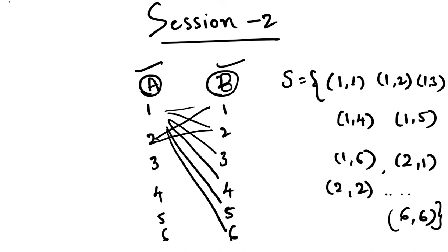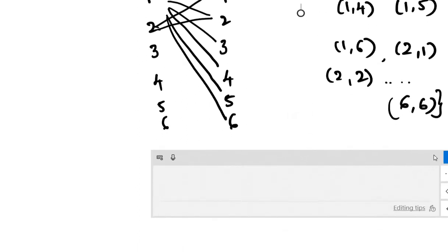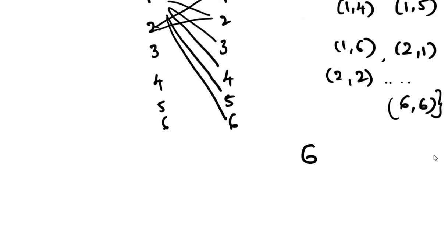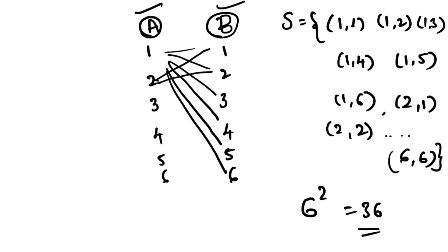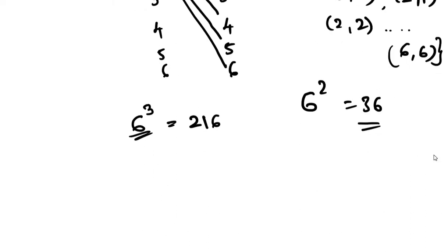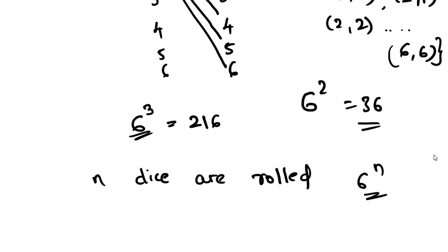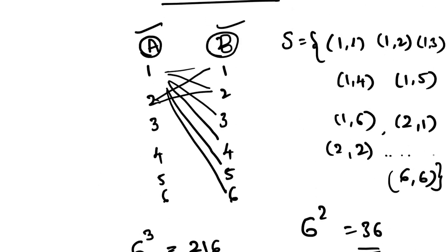So how many elements are there in the sample space? There are 6 squared, that is 36. 36 ordered pairs are there when 2 dice are rolled. When 3 dice are rolled, the sample space contains 6 cubed ordered triples. When n dice are rolled, the sample space contains 6 power n ordered tuples. So this is the answer for the homework question.